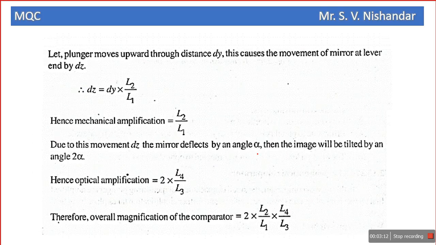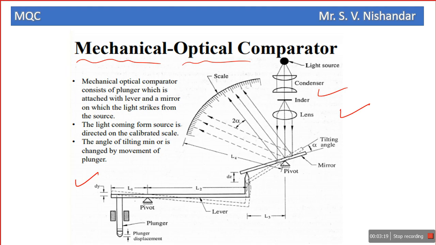So how is the magnification calculated? The first magnification is L2 by L1. L2 is the distance from the pivot to the plunger, and L1 is the distance from the pivot to the main plunger. By changing the pivot distances L2 and L1, we can change the magnification.